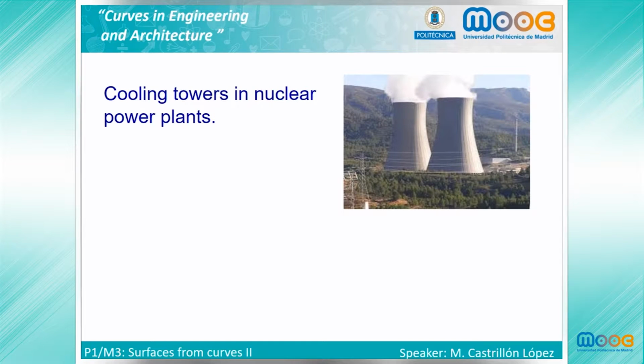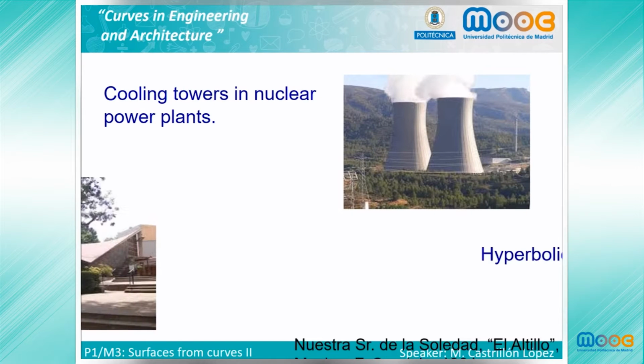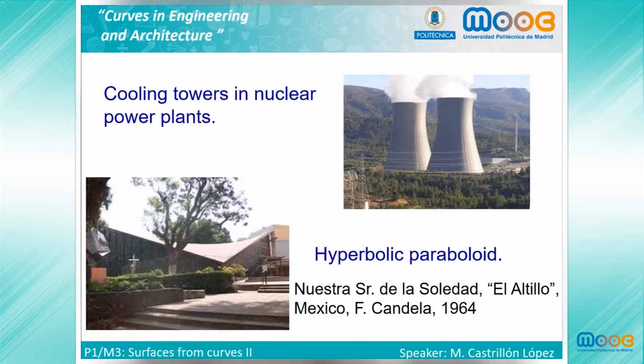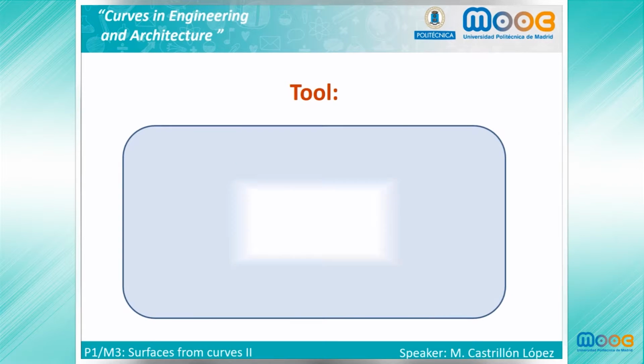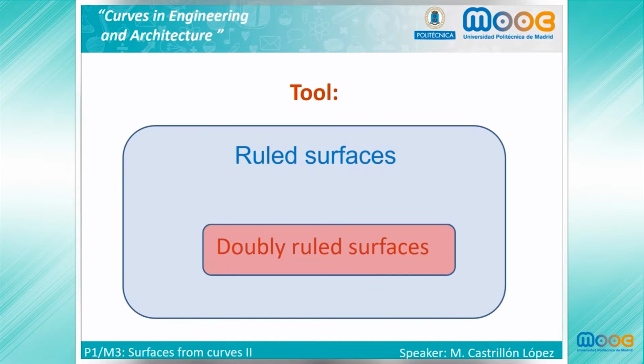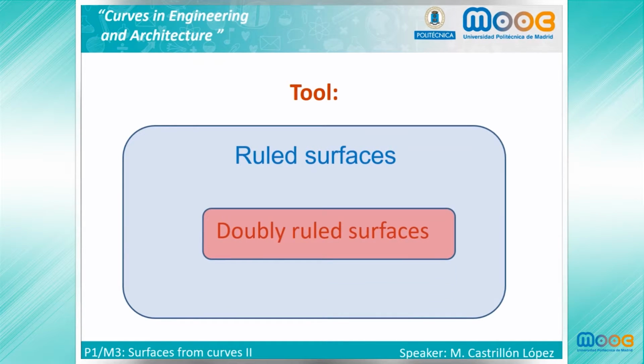This is the case of the hyperboloid of one sheet used to construct the cooling towers of power plants, and, for example, the case of the hyperbolic paraboloid used in some decks, as for example the deck of the church Nuestra Señora de la Soledad in Mexico, designed by Felix Candela. A ruled surface can be described as the set of points swept by a moving straight line. In particular, we are going to consider the doubly ruled surfaces.